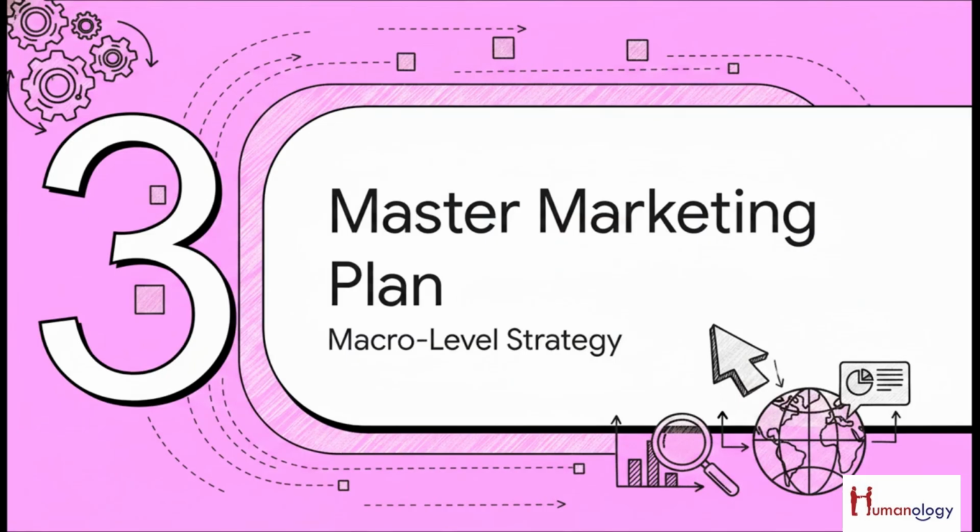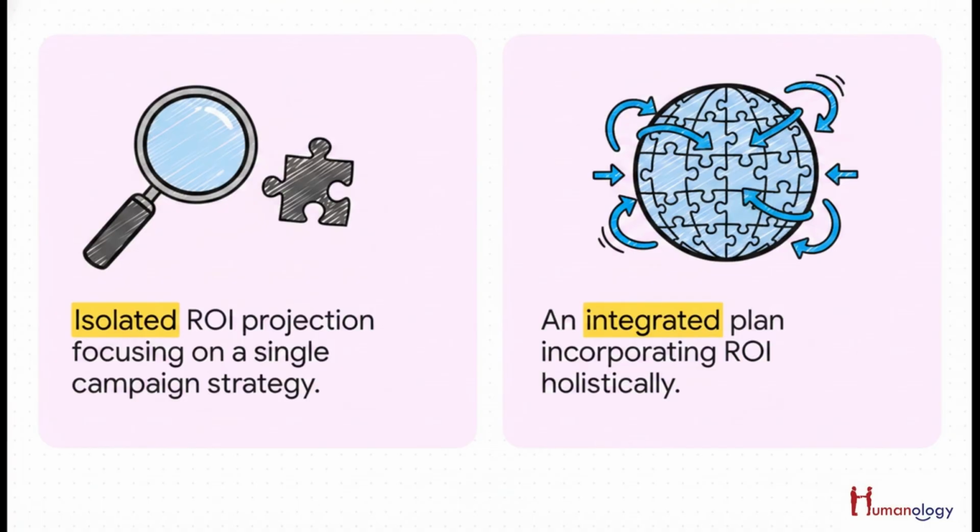So once you've mastered the single campaign, you've got to think bigger. That brings us to part three, the master marketing plan. This is where we develop that macro-level strategy. As you can see, there's a huge shift when we move from a single campaign strategy, which is all about those isolated ROI projections we just talked about, to an integrated marketing plan. We are essentially stepping away from siloed metrics and incorporating all those individual projections holistically. You take that isolated specific channel data and you weave it into the massive overarching financial strategy of your entire organization. It's like putting together a giant puzzle.